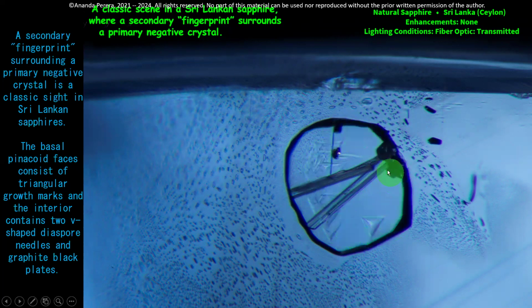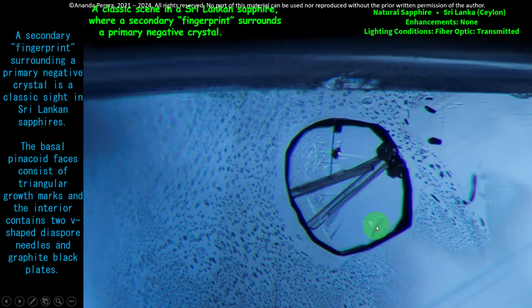picture here. A secondary fingerprint surrounding a primary negative crystal. This is the primary negative crystal. It is a classic sight in Sri Lankan sapphire. The basal pinacoid faces consist of triangular growth. See, these pinacoid faces have triangular growths. You can see triangular growths here.